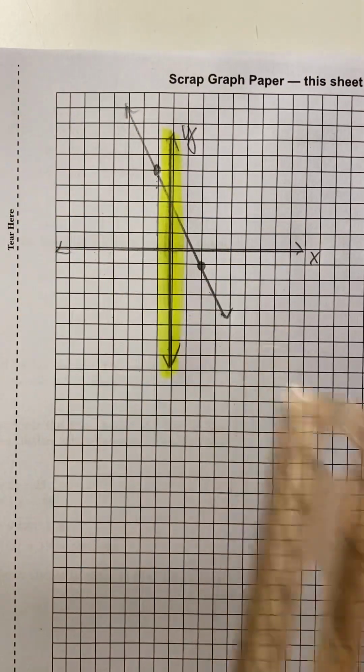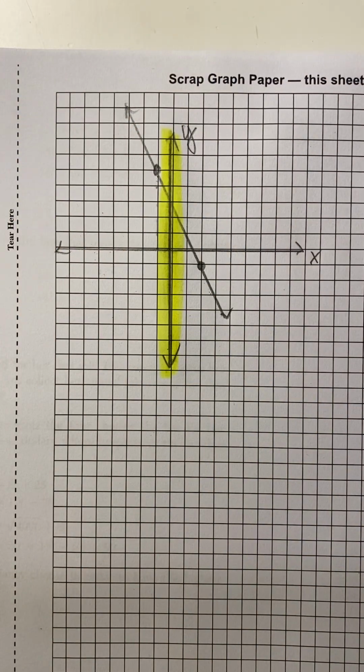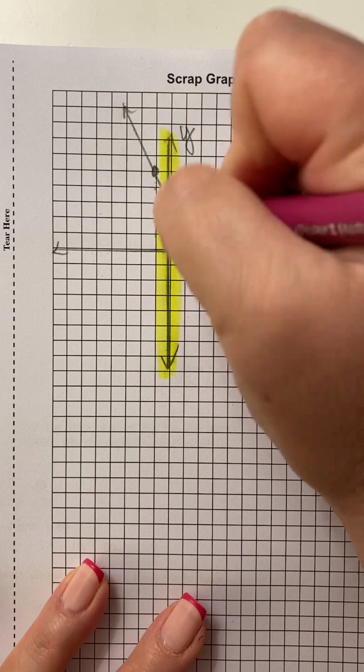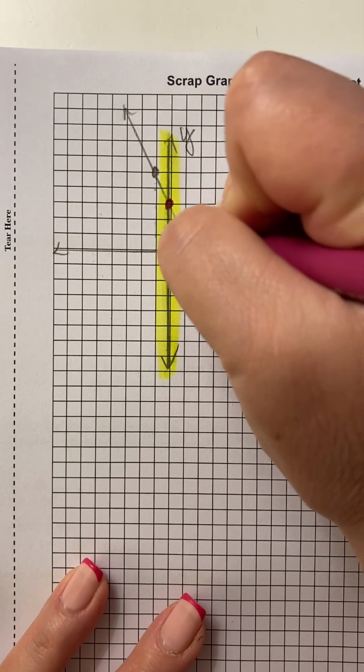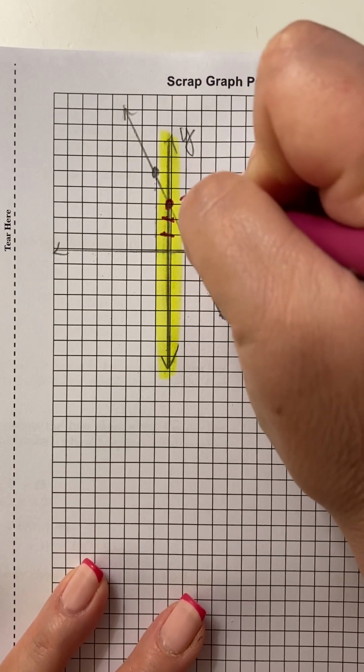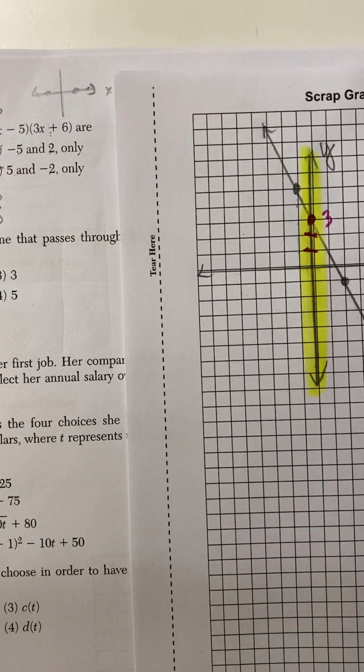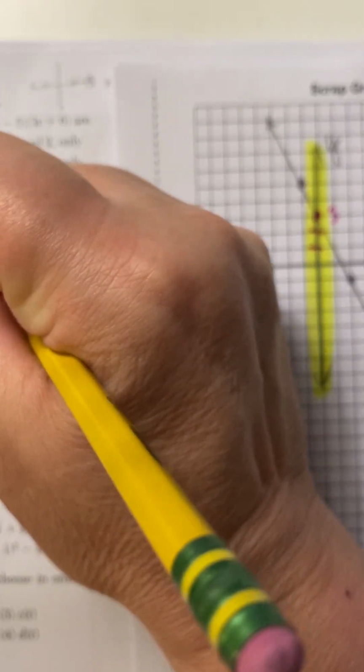Good graphs have arrows. And now we're going to find the y-intercept. The y-intercept is this point right here where it intercepts the y-axis, and this is at 1, 2, 3. And when I look over here, it is going to be choice 3. So it's as easy as that.